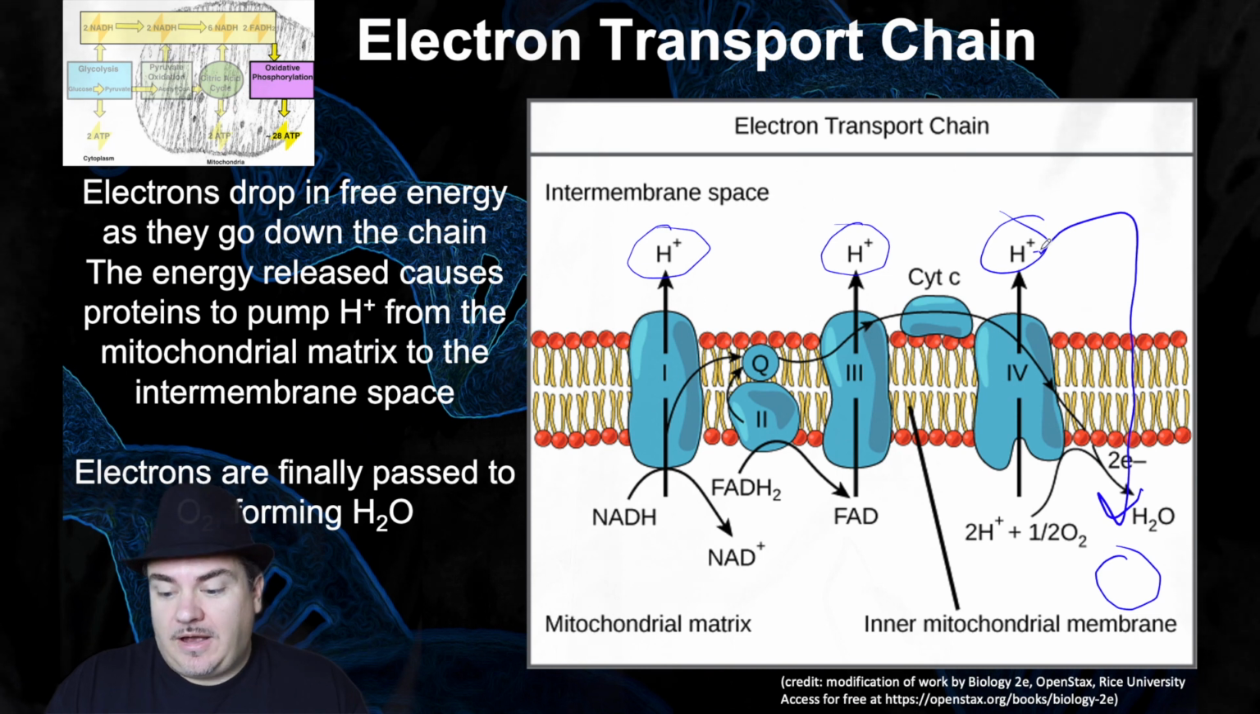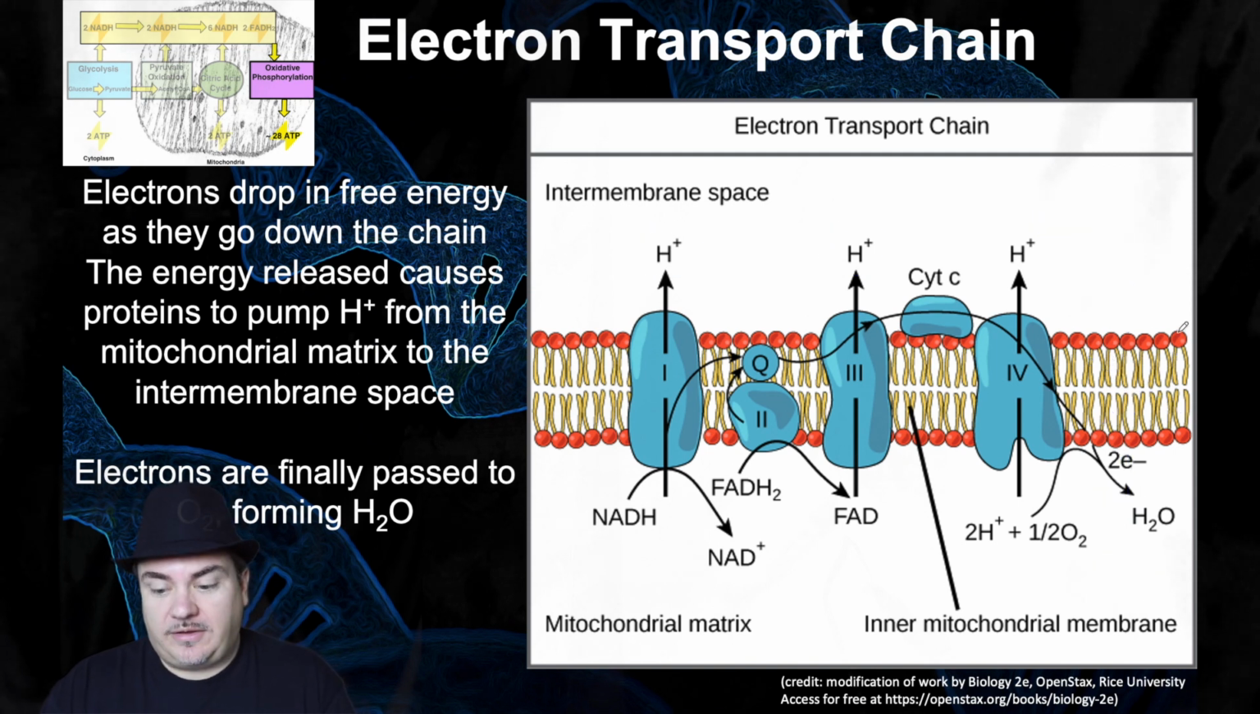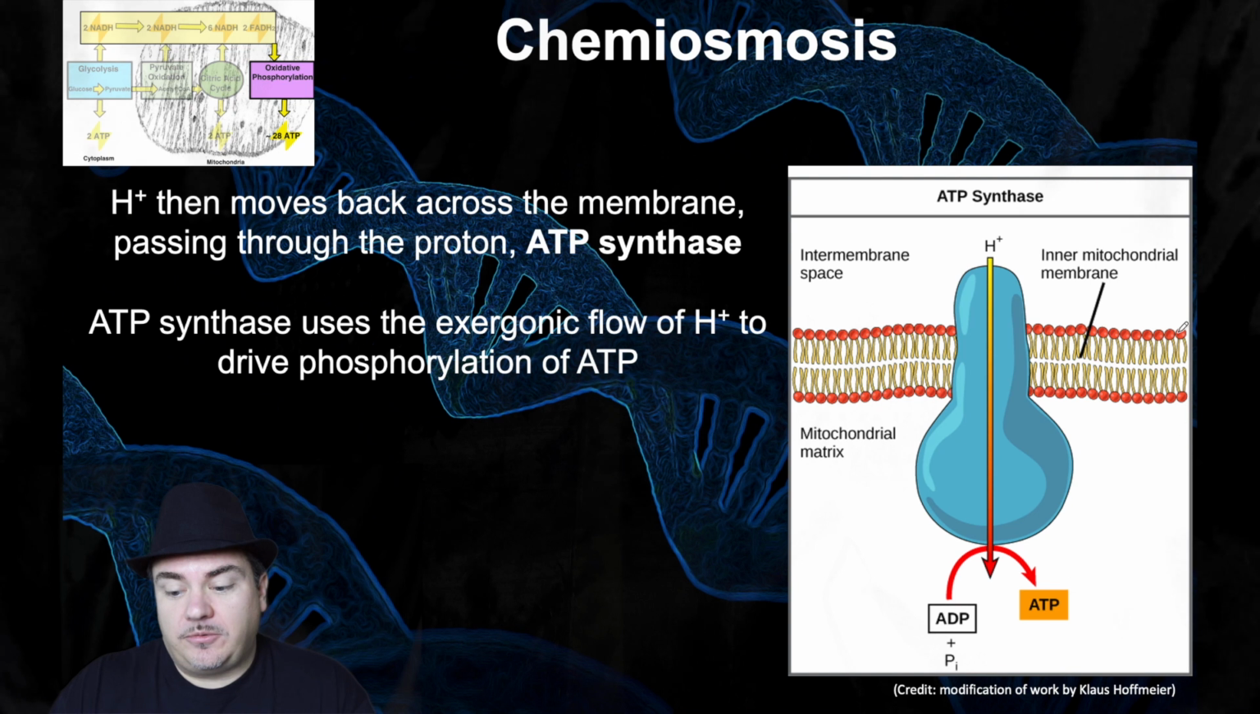However, since they're an ion, they're hydrophilic and they will not pass through the phospholipids. The only way they could cross from one side to the other, from the intermembrane space to the matrix, would be if there's a protein that would let them cross. And it turns out there is a protein. It's called ATP synthase. ATP synthase lets hydrogen ions flow from the high concentration in the intermembrane space to the low concentration in the matrix.